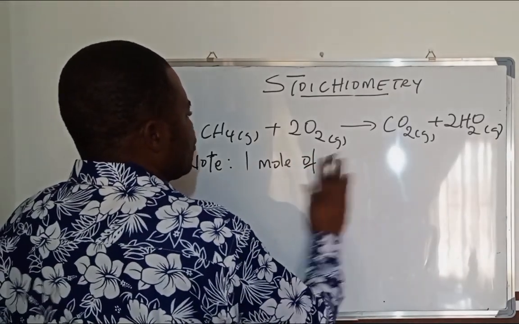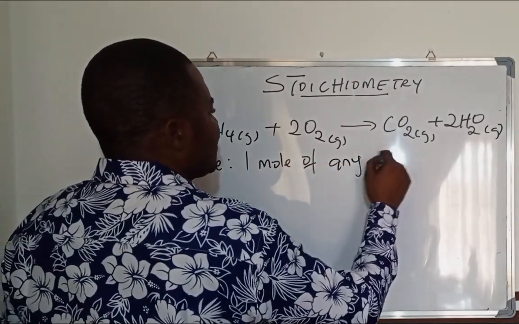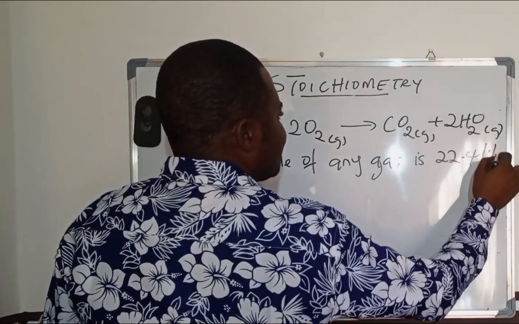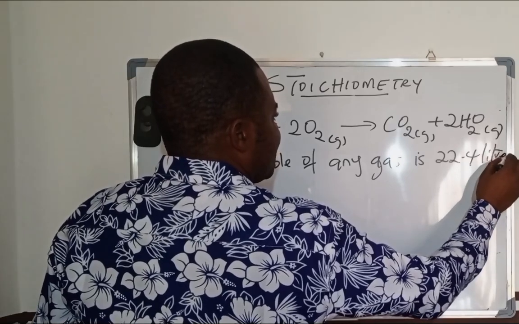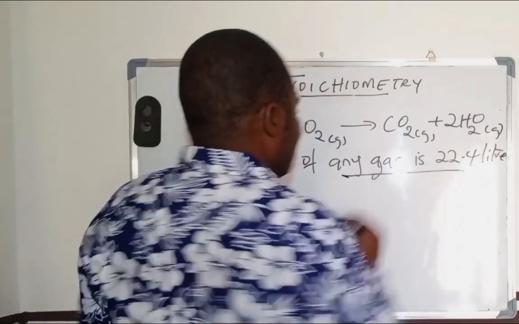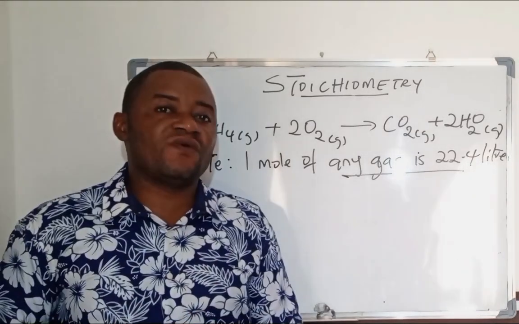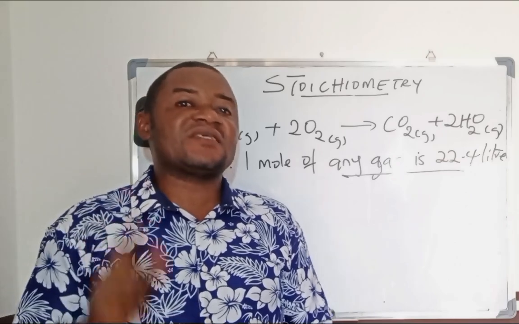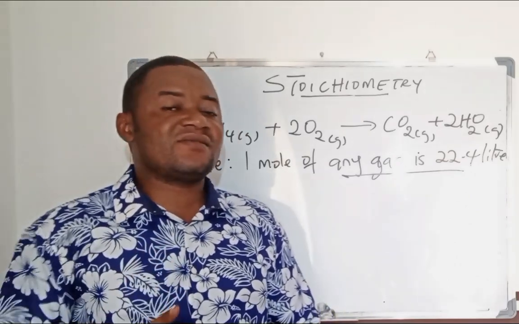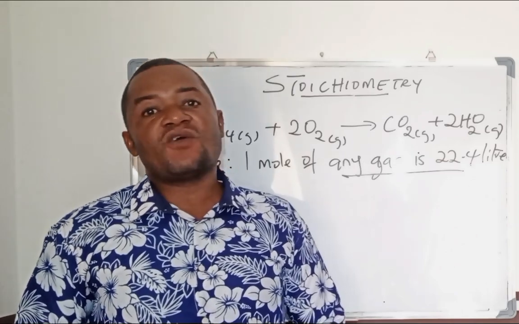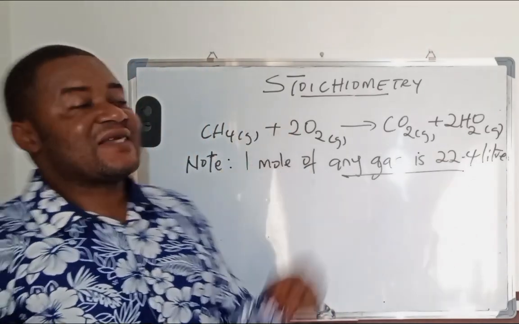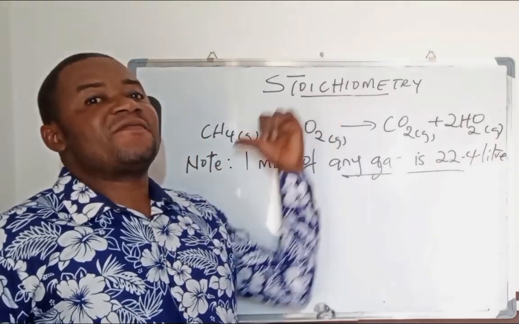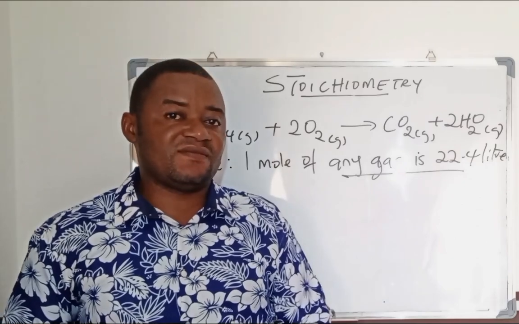Now you need to understand that if you are calculating stoichiometry for gases, 1 mole of any gas at all is equivalent to 22.4 liters. Okay? You must take note of this, that 1 mole of any gas at all is equivalent to 22.4 liters. So if you are calculating stoichiometry for a reaction that is all gases, both the reactants and the products, you must understand that you are equating 1 mole of each of the gases here to 22.4 liters. That is what makes it different from the stoichiometry of the first equation, which was in a solid and liquid.